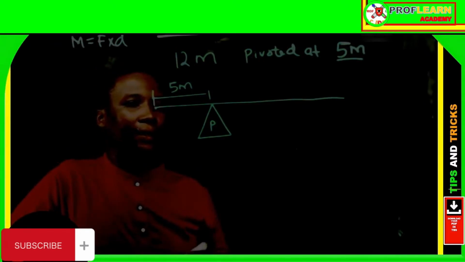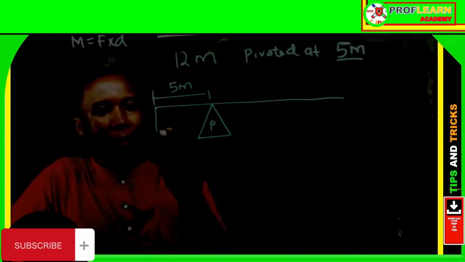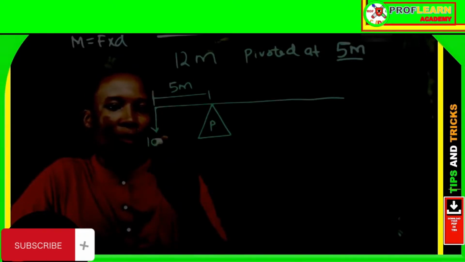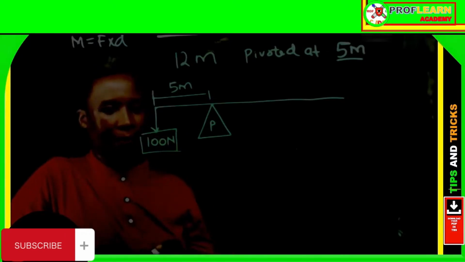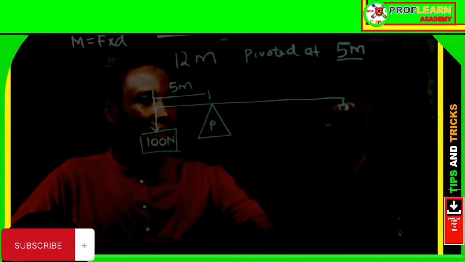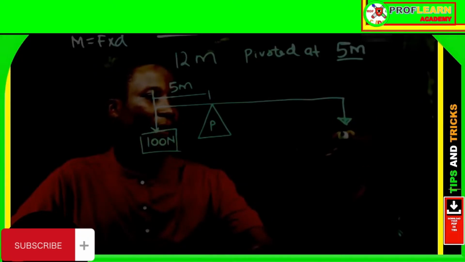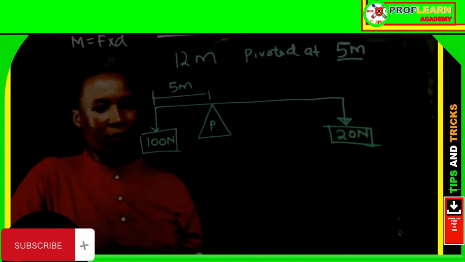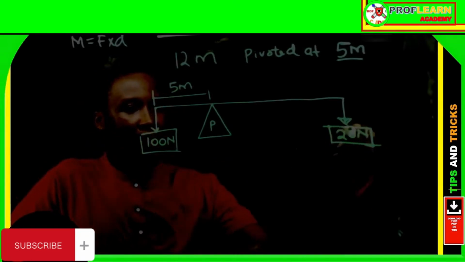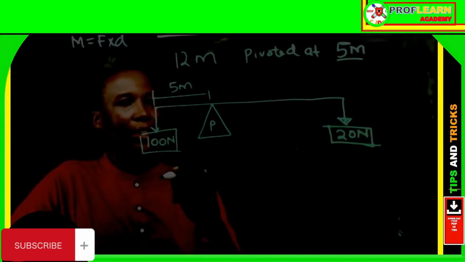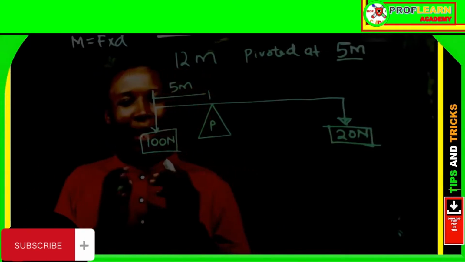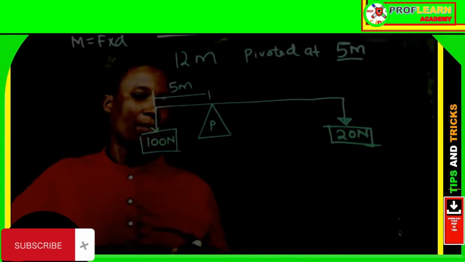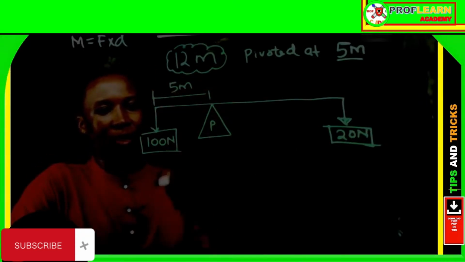And it's a mass of 100 Newton suspended at one end here, and it balances with another force of 20 Newton. We have a force acting here and another force acting here, and then we are expected to work out the weight of this beam. The beam was having a length of 12 meters.